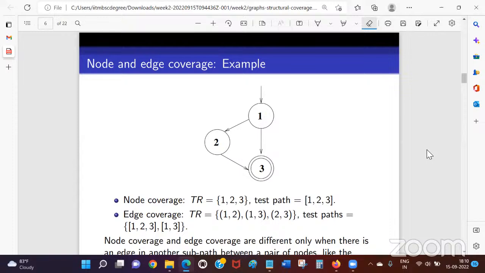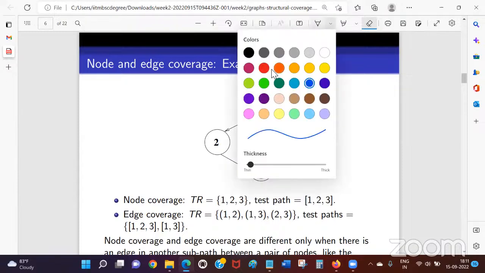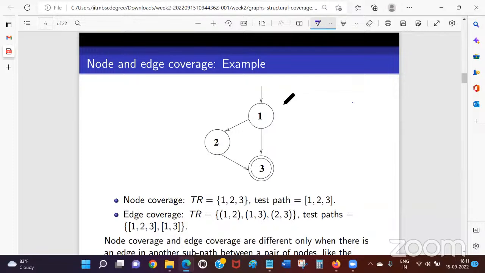How to solve the practice questions, right? So first we'll talk about node coverage. If you look at this particular graph, the question is, what are the things we need to cover here? If I say node coverage, the coverage requirement, we write it as TR, right? We called it a test requirement. So what are the things we need to test?